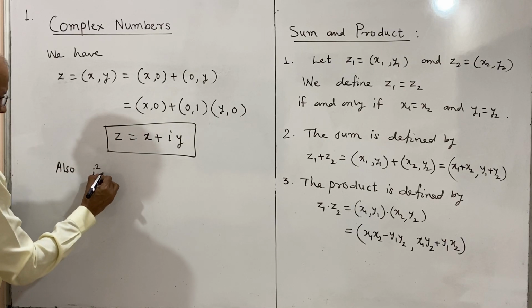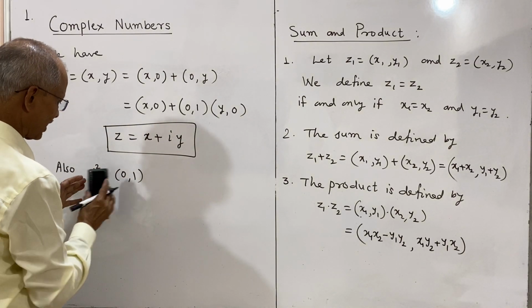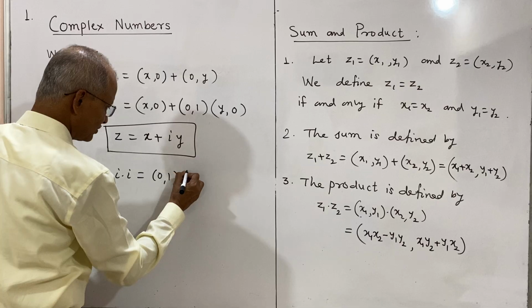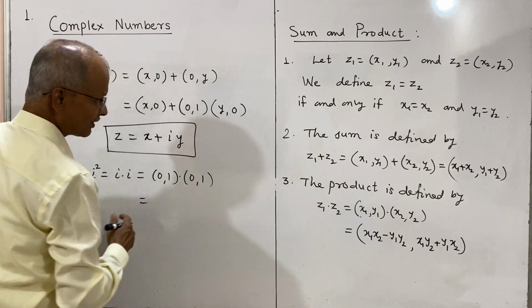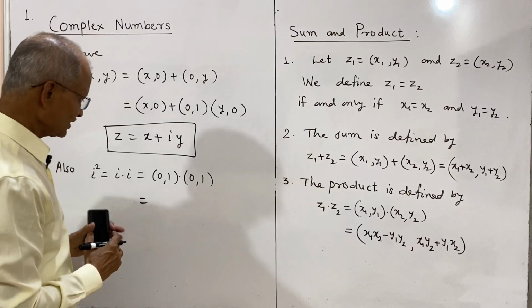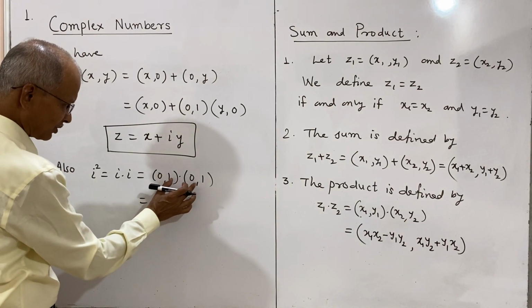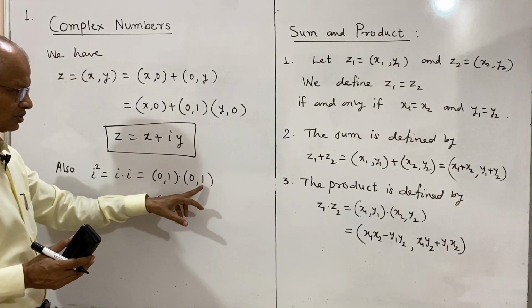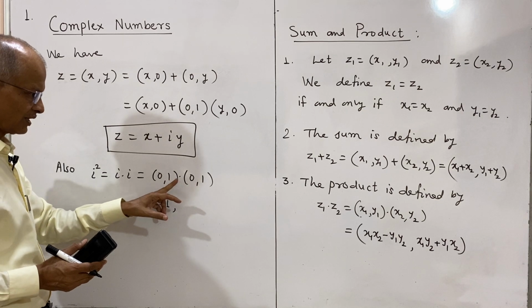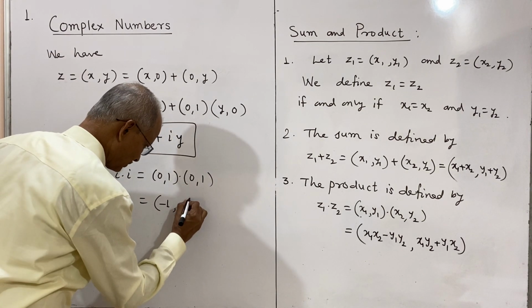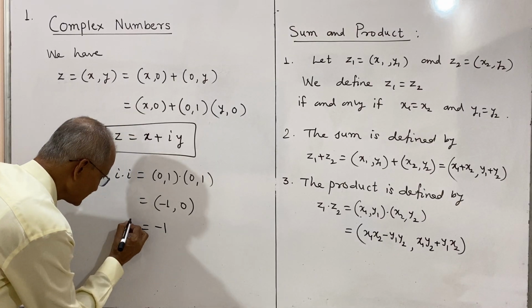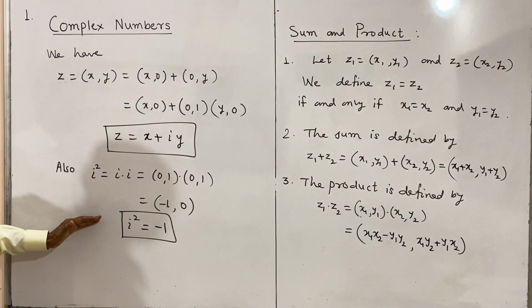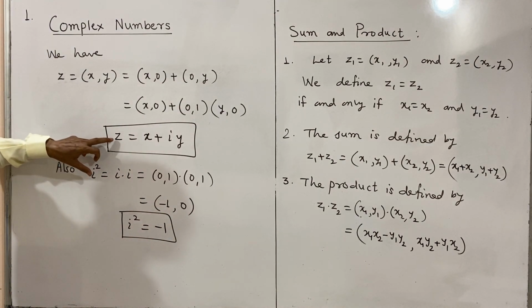i square. See, i square is i into i, and that is (0,1) into (0,1), and we see by this definition, this will be 0 into 0, that is 0, minus 1 into 1, that is minus 1, and now 0 into 1, that is 0, plus 1 into 0, and that is also 0, or which is (-1, 0), or which is minus 1. And thus i square is equal to minus 1 with the definition of product of complex numbers.